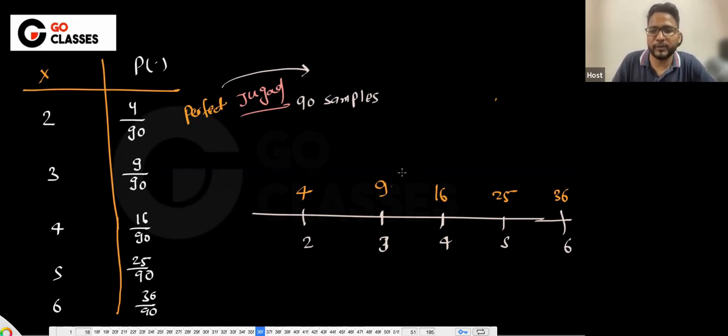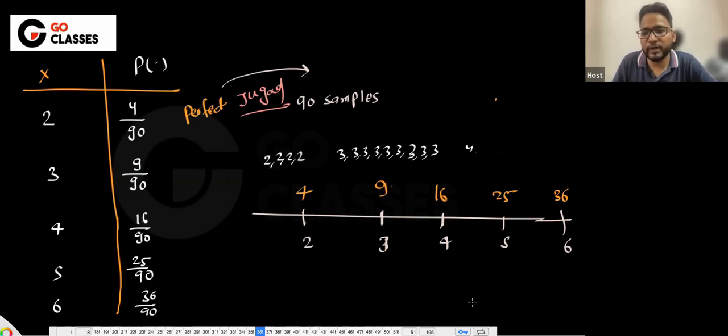Now let's just find out the median, which means if 2 is coming 4 times, 2, 2, 2, 2. Now 3 is coming 9 times, 3, 3, 3, 3, 4, 5, 6, 7, 8, 9. Okay, 4 is coming 16 times like this. So can you tell me the middle point? Can anyone tell me the middle point, such that half of the numbers are here and half of the numbers are here?